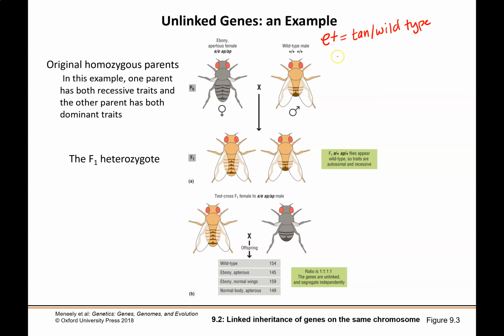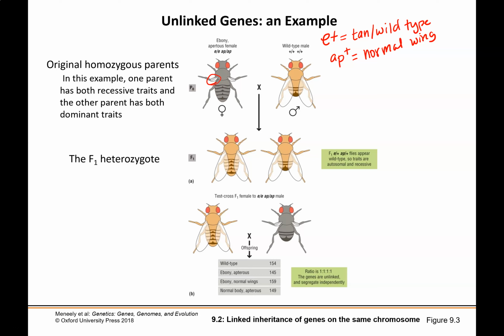ap for apterous is our denotation for the other wing type. So the normal wing is going to be denoted by ap plus. You are free to write with the letters or with just the pluses, as long as you understand what's going on and as long as I can figure out that you know what's going on. I prefer to write it with the pluses because I get confused easily.